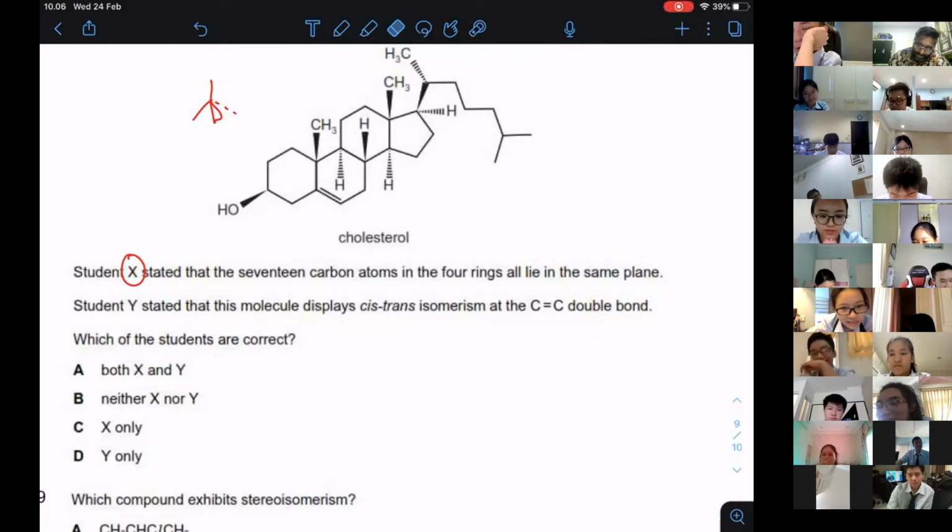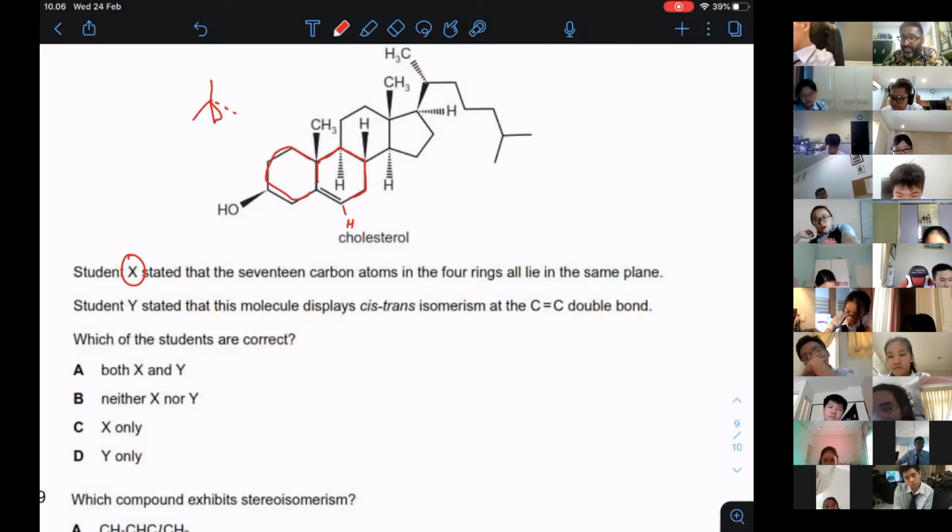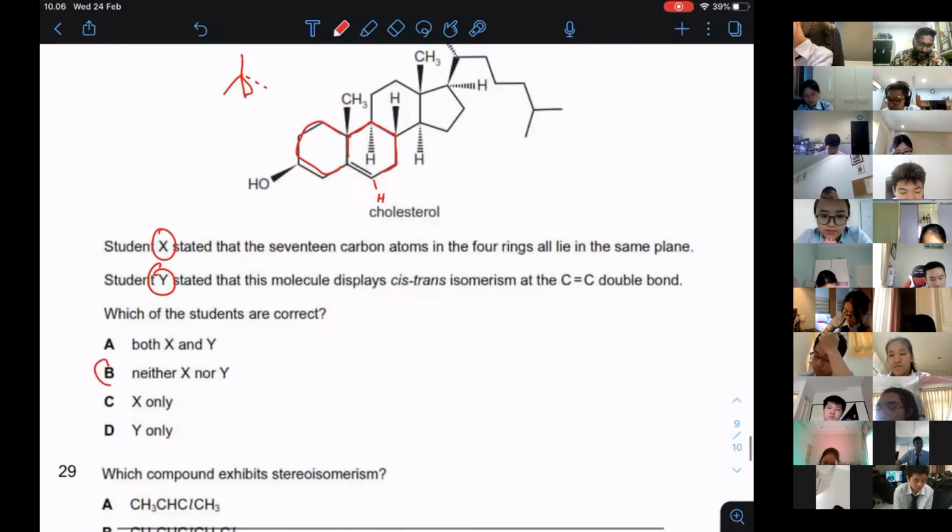Because the double bond here is connected to the group. There is only one free group, hydrogen. This is also connected. So if they are connected, there is no way for them to move or be rearranged so that you form cis and trans. Therefore, student Y is also wrong. So which one is correct? Both of them are wrong. Yeah, so that's going to be the answer.